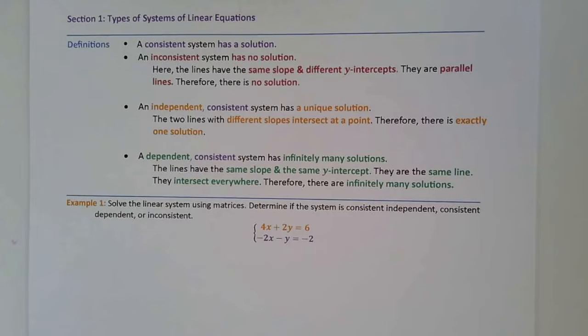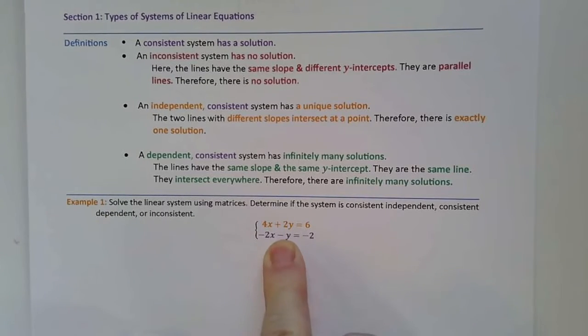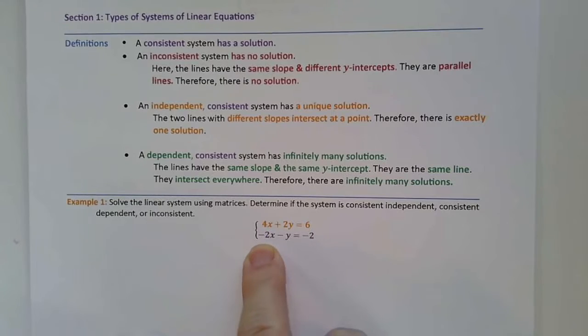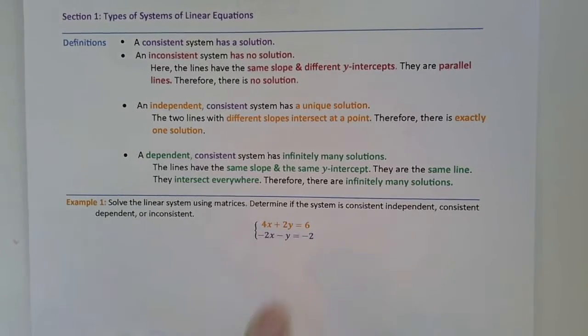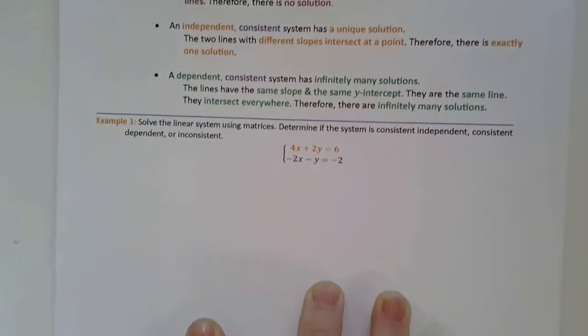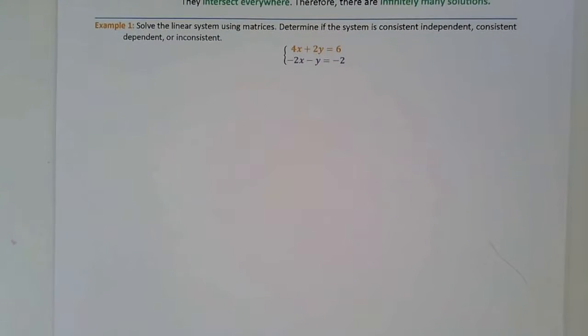The first example I want to look at is 4x plus 2y equals 6 and negative 2x minus y equals negative 2. We want to solve this system using matrices. We also want to see, is this system consistent independent, consistent dependent, or inconsistent?